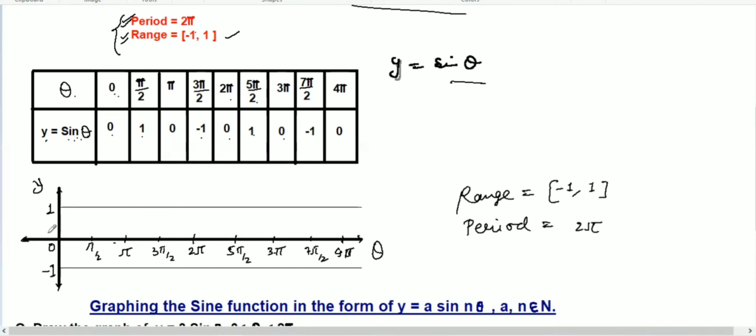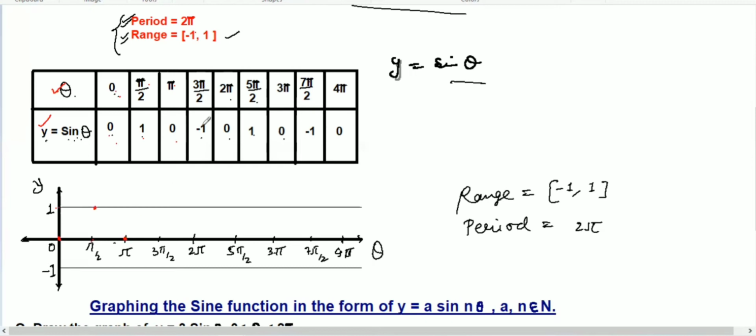So sine 0 is 0. Let's plot the points here. So what will be the point? Theta and y. So 0 and 0. 0, 0 represents here. Then pi over 2, 1. Pi over 2 and 1 will be there. Pi, 0. Pi, 0 will be here.